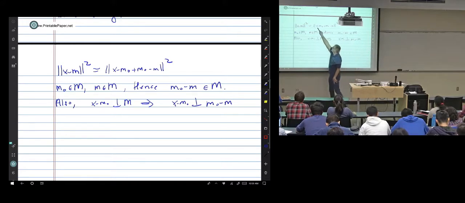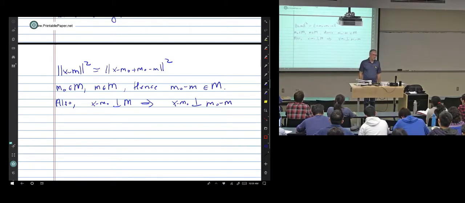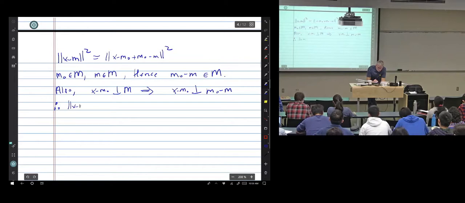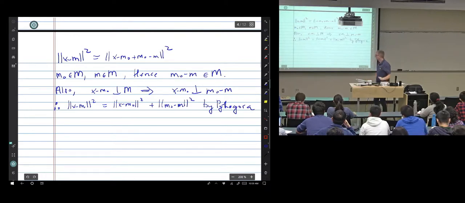Okay, so what do we know about the sum of two vectors when they are orthogonal? The square of the norm is the sum of the squares, okay? So, by the Pythagorean theorem, norm X minus m squared equals norm X minus M0 squared plus the norm of M0 minus m squared, by Pythagoras. Our nice Greek.